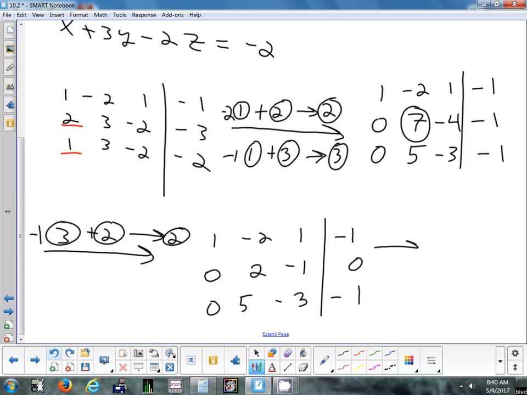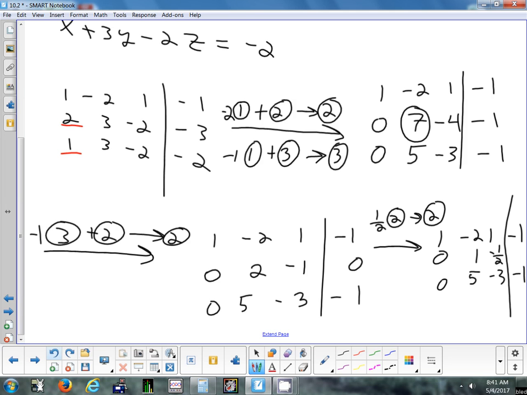Okay? So I'm going to take 1/2 of row 2, and that's going to replace what's in row 2 right now. So I'm not changing 1, and I'm not changing 3. 1, -2, 1, -1. 0, 5, -3, -1. And what do I get if I take half of everything in row 2? 0, yep. 1, -1/2, and 0. Not bad. It's only one fraction.